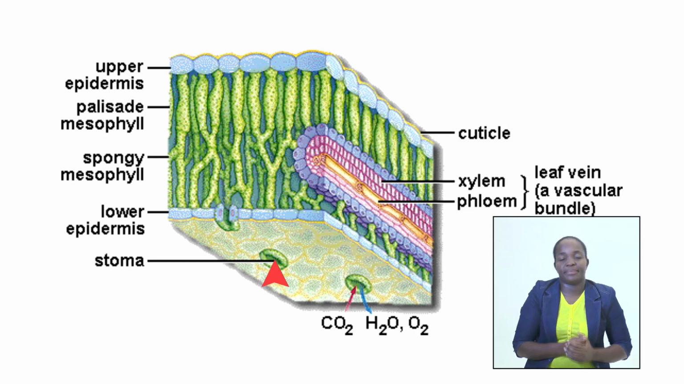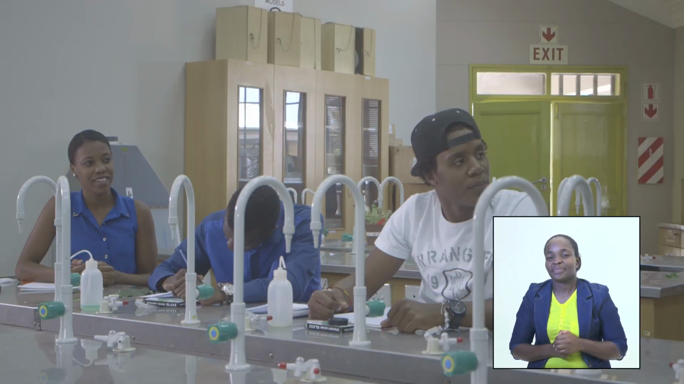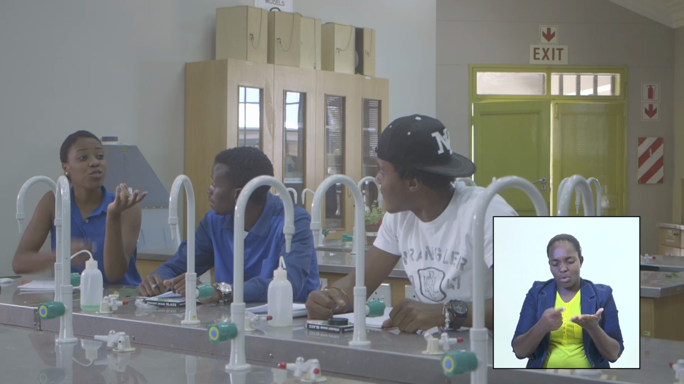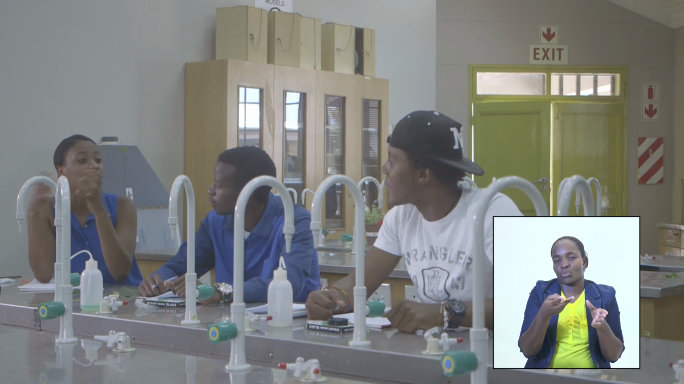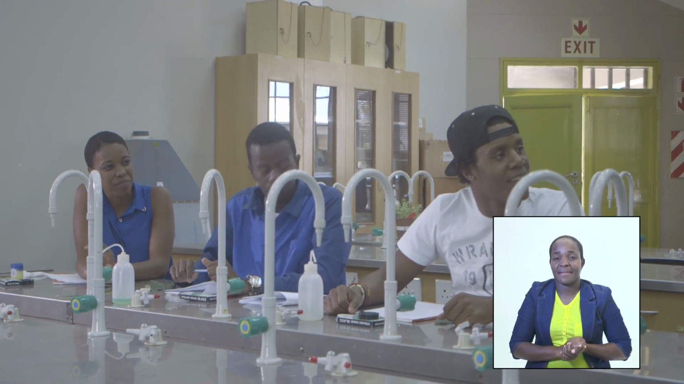So, Melissa, answer your own question if you can. Where in the leaf is the food made? In those two mesophyll layers, that's where the chloroplasts are. That's where photosynthesis takes place. That's right, Melissa. John, why do animals eat plants?